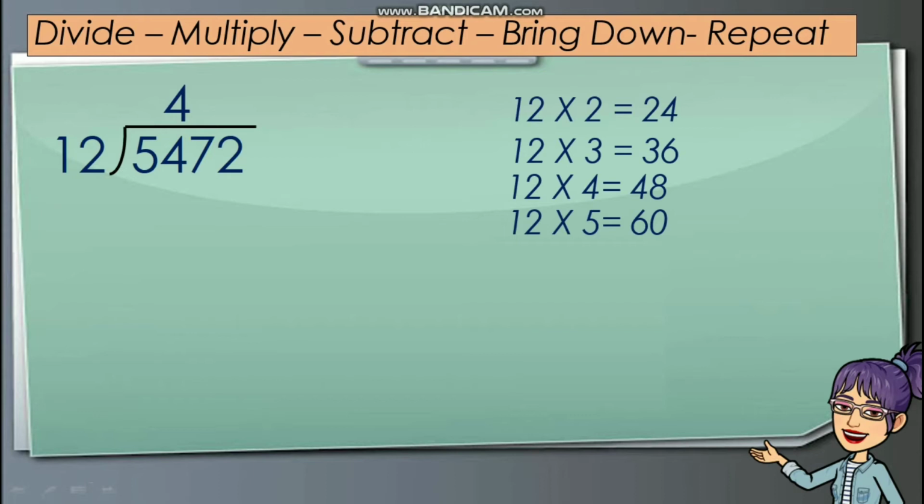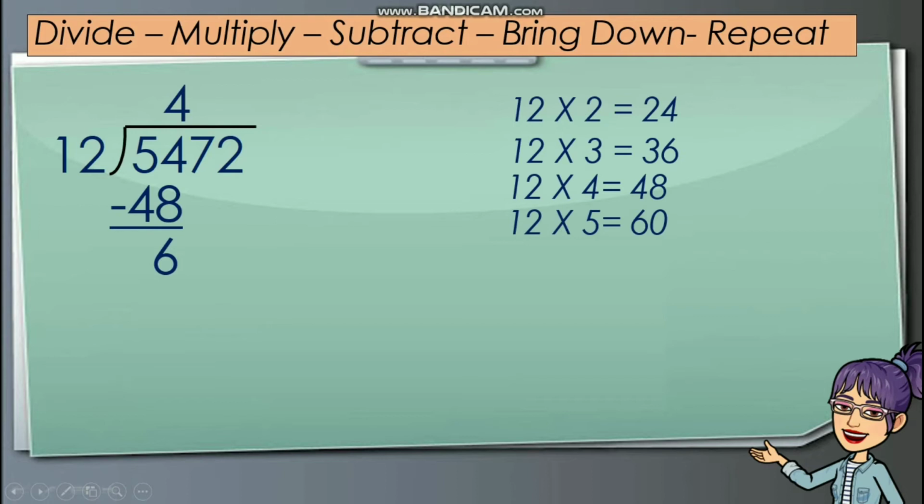Next, let's multiply. Since after dividing, we will multiply. Multiply the divisor and the partial quotient. 12 times 4. Here, you can look at here on the right side, it's 48. So 48, then we will subtract 48 from 54. Okay, and the answer is 6.